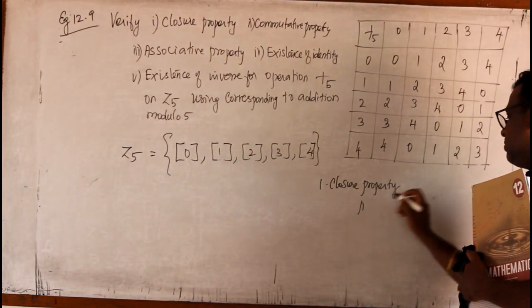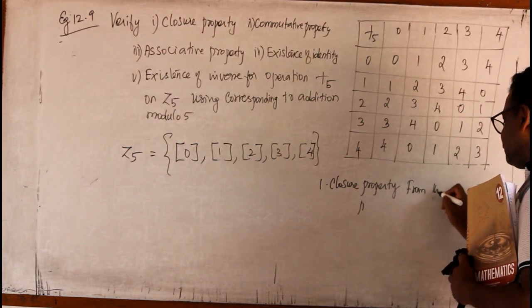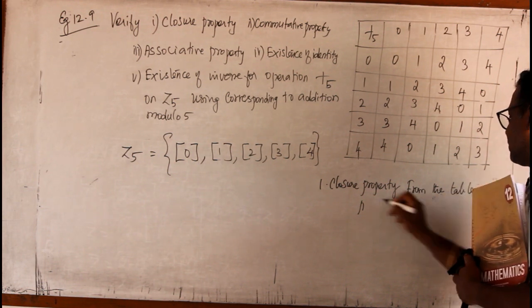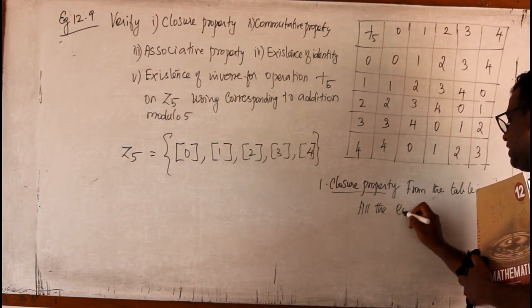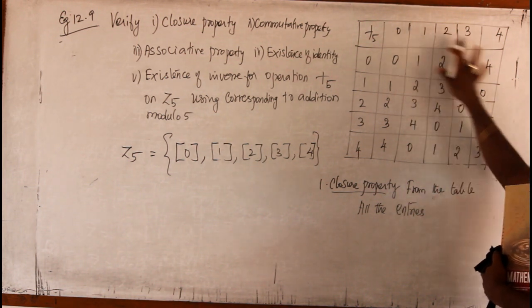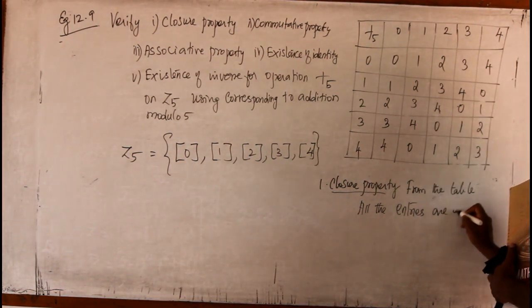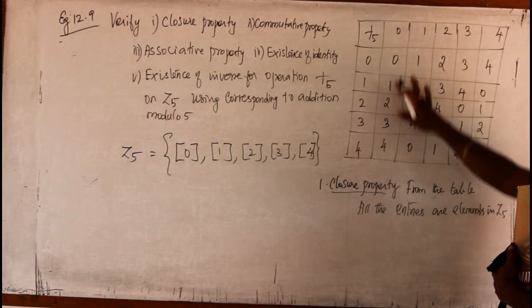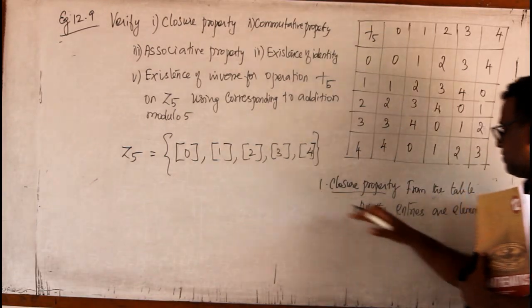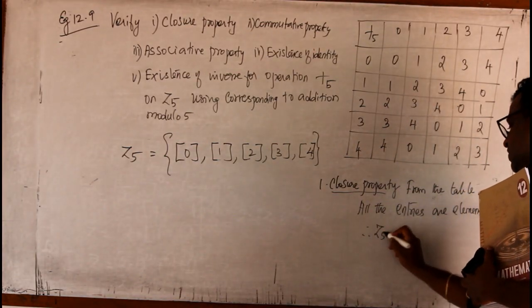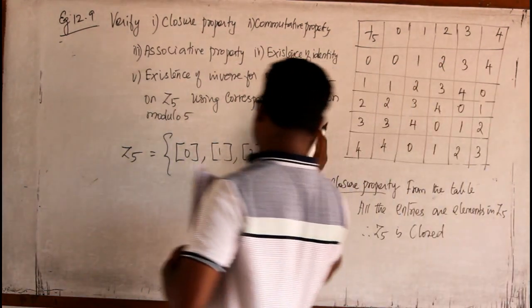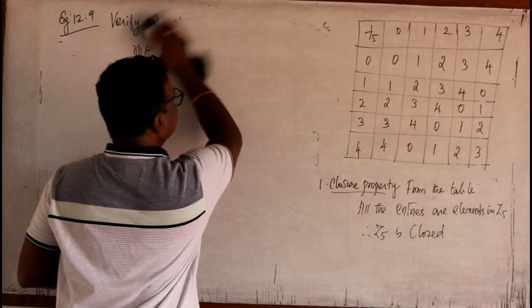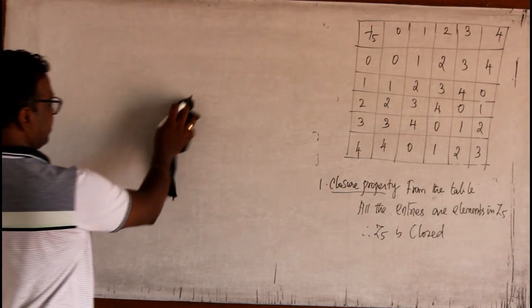That means from the table, what we have understood is all the entries, these numbers, are elements in Z5, isn't it? All these entries are nothing but elements of Z5. Therefore, Z5 is closed. So the closure property is obeyed. Now, let me rub this. We shall go for the commutative property.